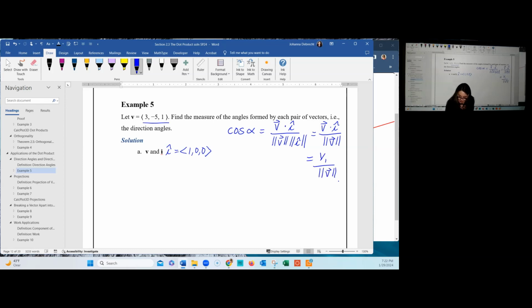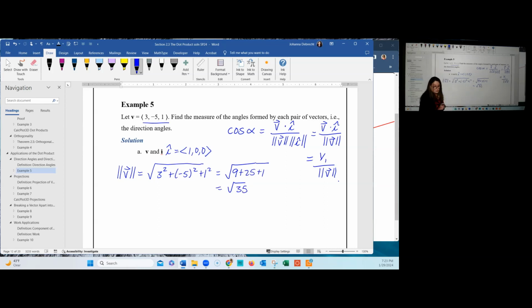So V1 is 3, and the magnitude of V, we compute that, would be the square root of 3 squared plus -5 squared, which is going to be positive, plus 1 squared, which would give me the square root of, well, let's just write it out, 9 plus 25 plus 1. I'm getting the square root of 35. Hopefully that's what you got at home. So when we're doing that, I've got that magnitude. So the direction cosine is cosine alpha equals 3 over the square root of 35.